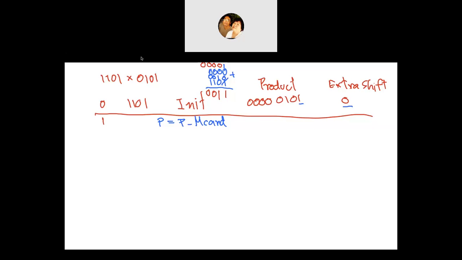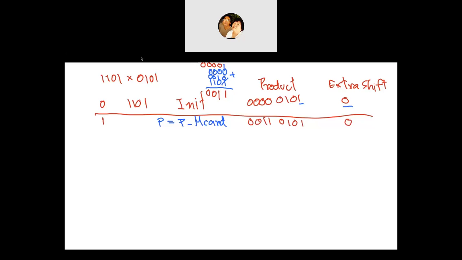Okay, 0, 0, 1, 1. So I can get 0, 0, 1, 1 and put it on the left-hand side of the product. And for the right-hand side of the product, we just put the same. There's nothing changed. And the extra shift is just the same. This is step 1A.